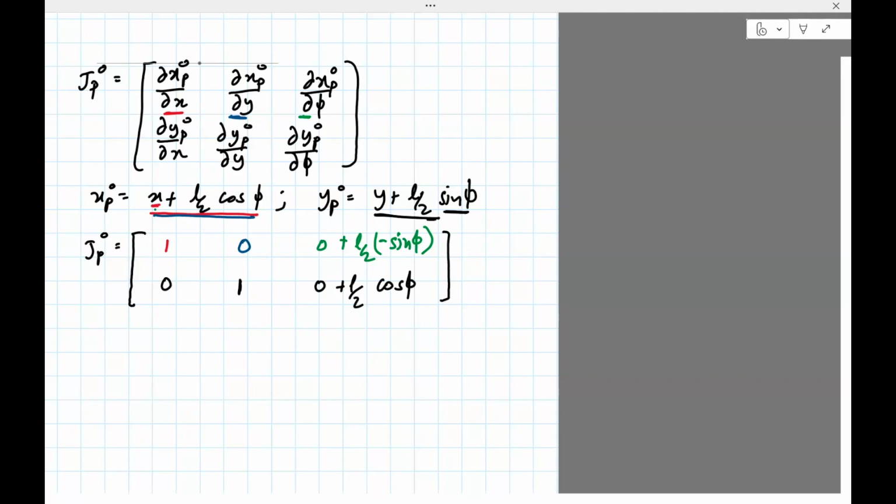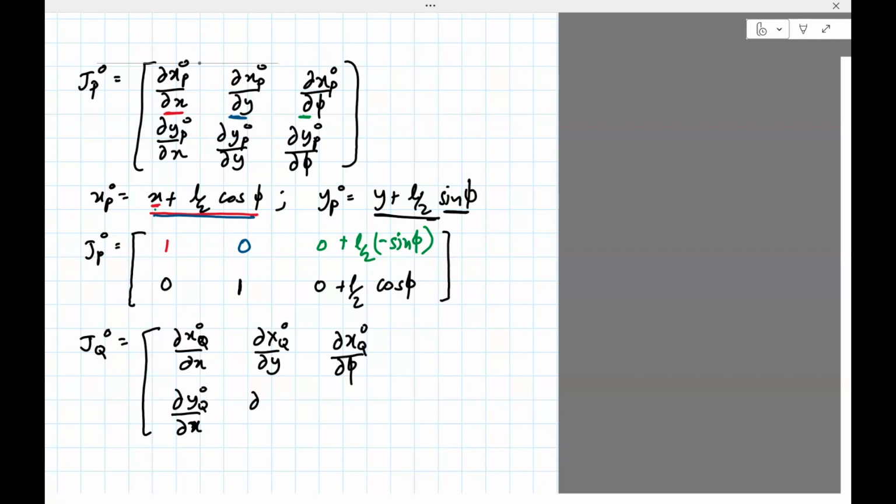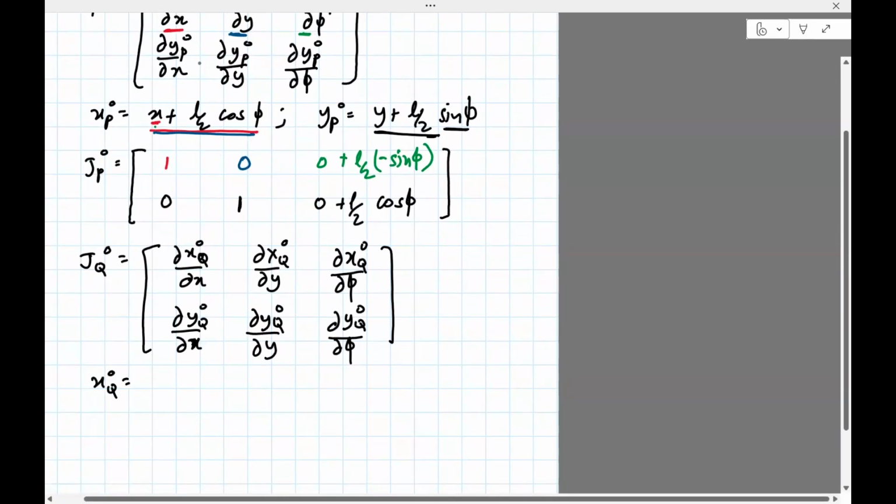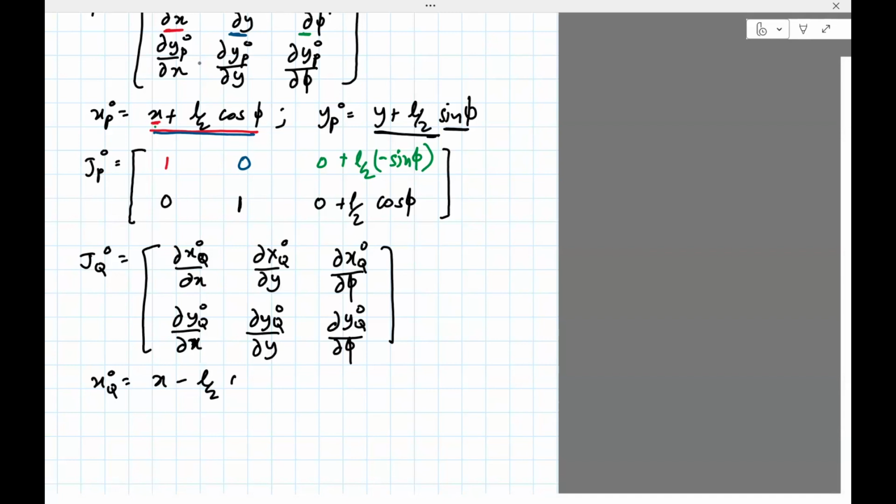Okay, similarly, we can write Jq0 as dxq0/dx, dxq0/dy, dxq0/dphi, and then dyq0/dx, dyq0/dy, dyq0/dphi. Okay, where xq0 is x minus L divided by 2 cosine phi, and then yq0 is y minus L divided by 2 sine phi.